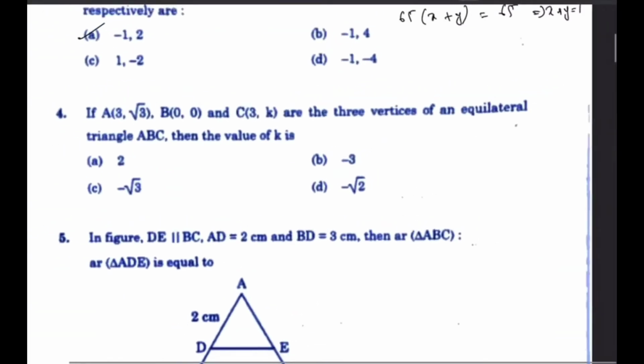A, B and C are 3 vertices of an equilateral triangle. Then what is the value of K? Now if you plot the coordinates, you will see that B lies here. If this is 3 comma 0, A is somewhere maybe here, 3 comma root 3. Now if I have to make an equilateral triangle with this, you can very clearly see that the other point has to lie in 3 comma minus 3 or minus root 3. Well, here it is.